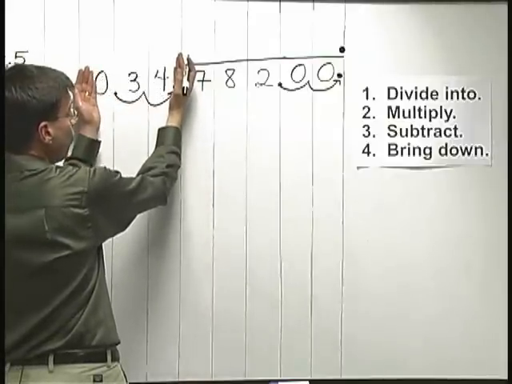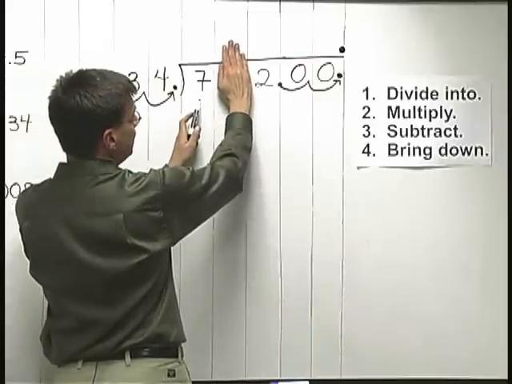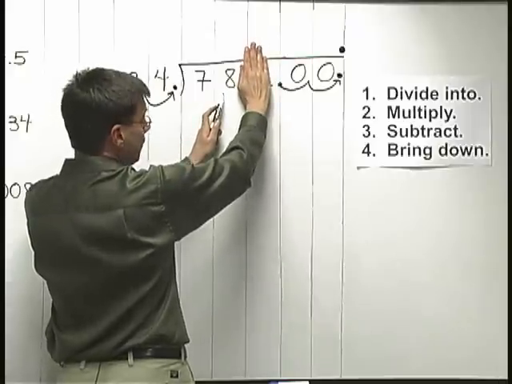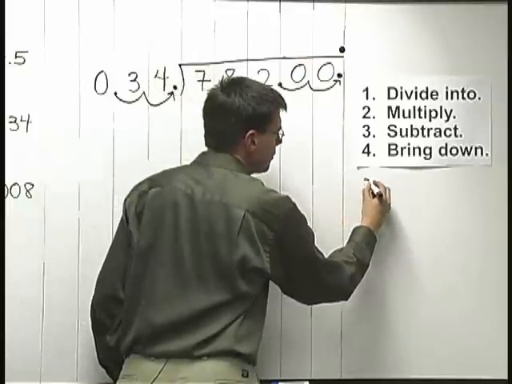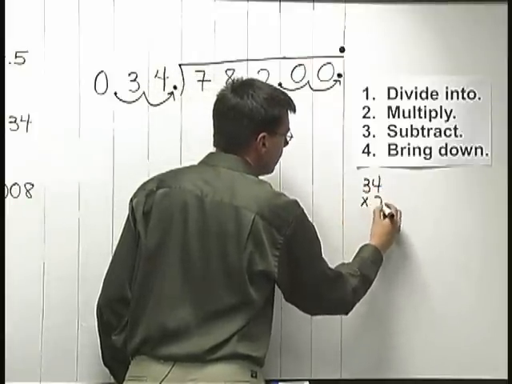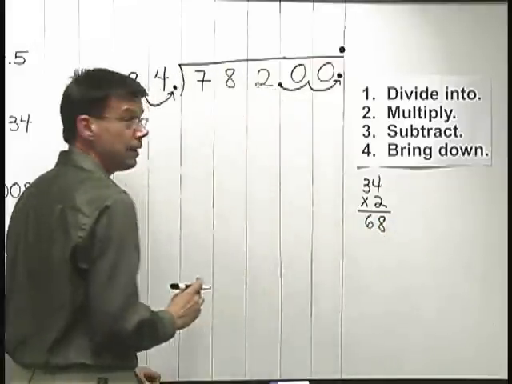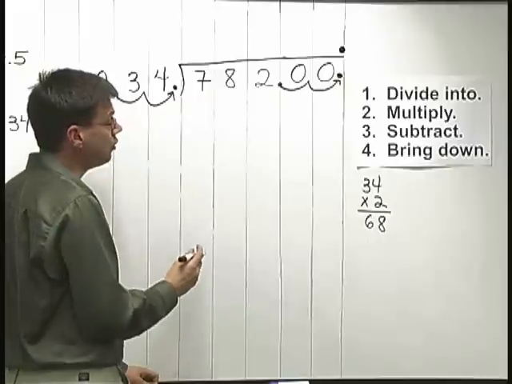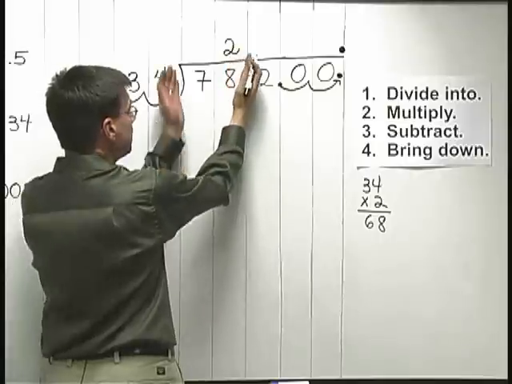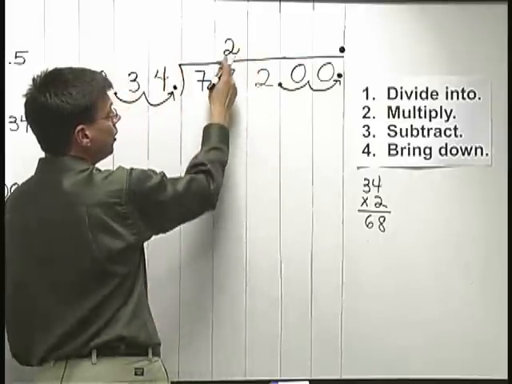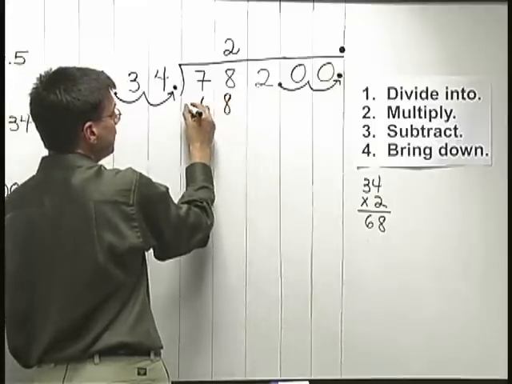I just have 34 in front now. Does 34 go into 7? No. Does 34 go into 78? Yes, let's try 2 times. What's 34 times 2? 2 times 4 is 8. 2 times 3 is 6. I get 68. That's going to be the best I can do. So I write the 2 directly above the 8 because I'm just using the 78 now. 2 times 34 is 68.